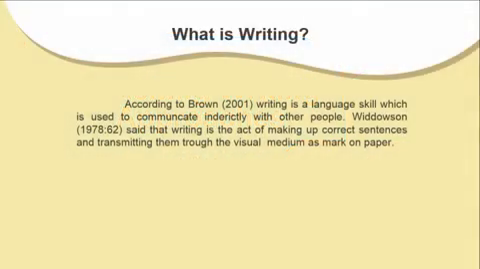First, what is writing? According to Brown 2001, writing is a language skill which is used to communicate indirectly with other people. Dawson said that writing is the act of making up correct sentences and transmitting them through the visual medium as marked on paper. It means through writing we are able to share ideas, arouse feelings, persuade, and convince other people.